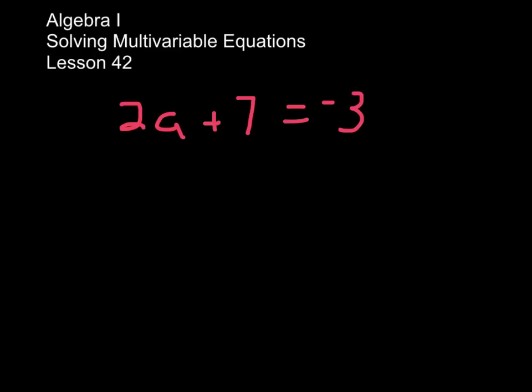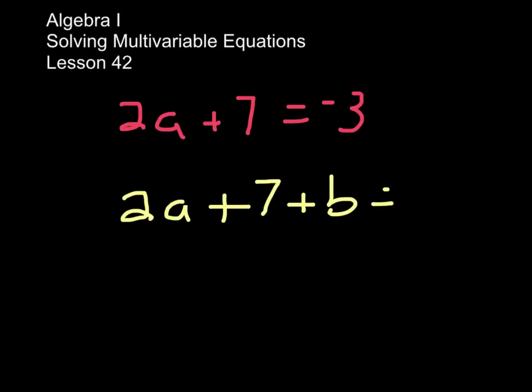We'd subtract 7 because they're adding 7, and then we divide by 2. And in this equation, I just have one kind of variable. I have the letter A. This would be one type of equation with a single variable. Now what we mean by multivariable equations is where I might have something like 2a plus 7 plus b equals negative 3. This is called a multivariable equation because I have two types of letters. Sometimes you could have more than two types of letters. I could have 3 letters.